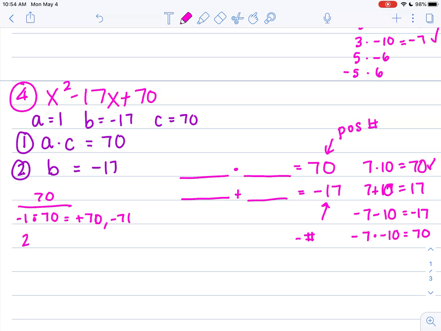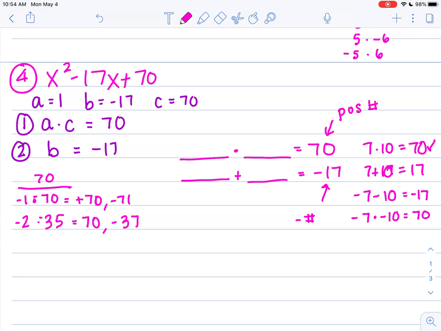Now, if I did, let's see, 2 would work. 2 times 35. I need to make both of them negative, and I'd get positive 70 when I multiply and negative 37 when I add. Again, that's still not negative 17, which is what we're trying to get, but we did get a negative number when we added them together. Okay, -5 times -14. That'll also give us a positive 70, but a negative 19. We're getting close, but that's not it yet.